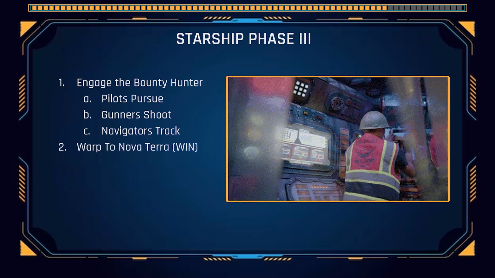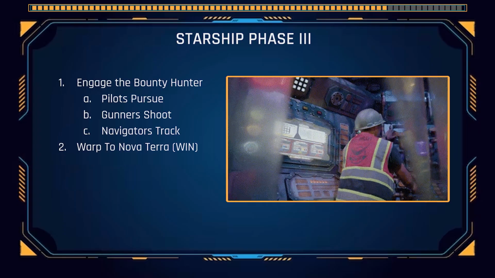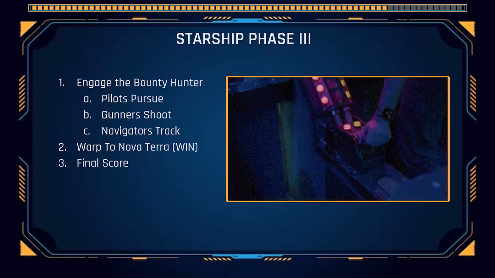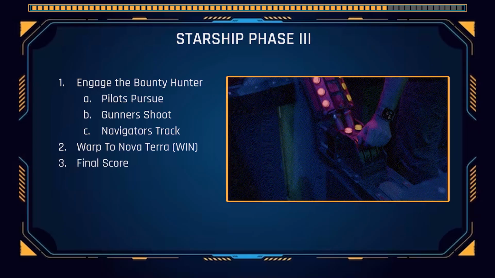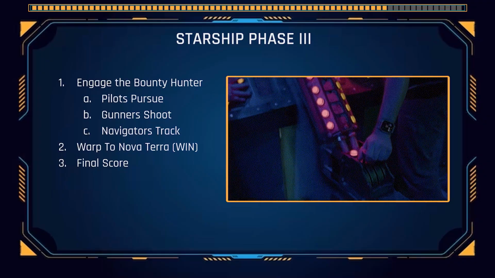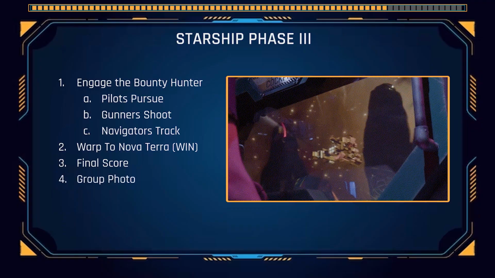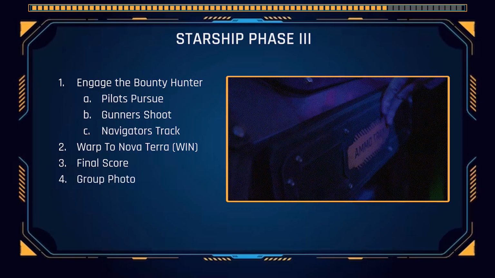Once the boss is defeated, they'll reach their last warp drive that will take them to Nova Terra, which will then end the game as the victory winning condition. They'll get a tally of their final score, so if they've done extra puzzles, if they've mined all the asteroids, they'll get a higher score. And then they get a group photo, and then we kick them out because we got another group coming in right after them.